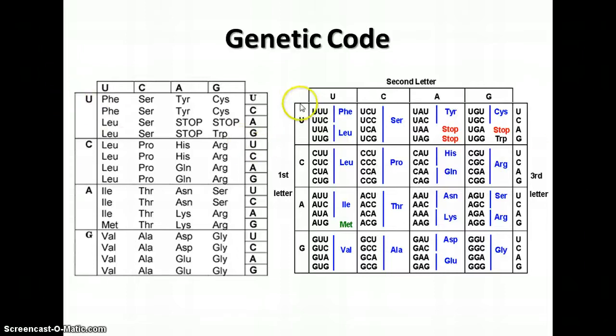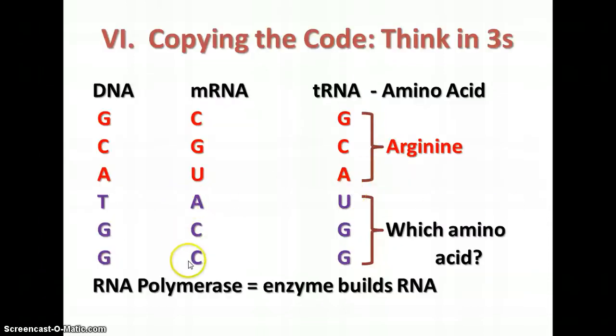The first letter determines which row you look at. So if the first letter is U, we'll look at this first row here. If the second letter is also U, we'll look at the first column, and that means that the codon we're trying to figure out is located in this box. And the third letter would be represented over here. That would show us which row inside the box. And so if our codon is UUU, then our amino acid is going to be PHE, which is the abbreviation for phenylalanine.